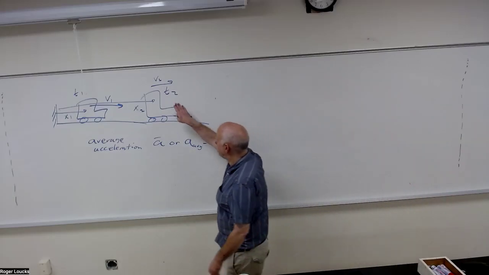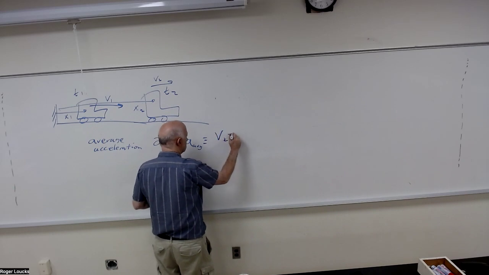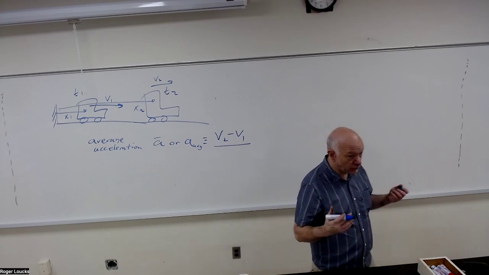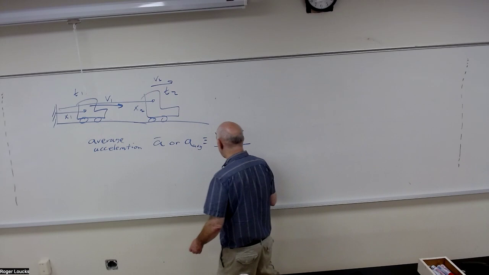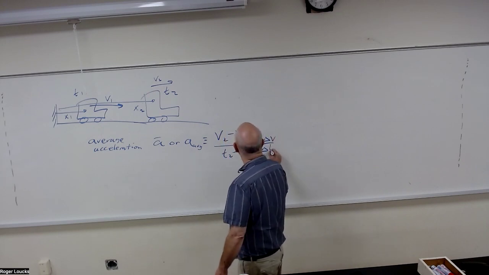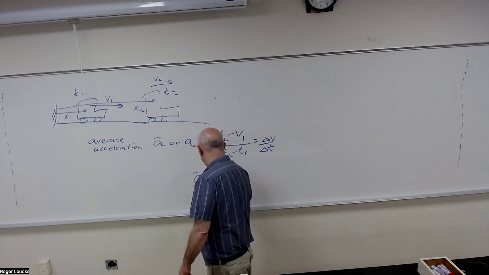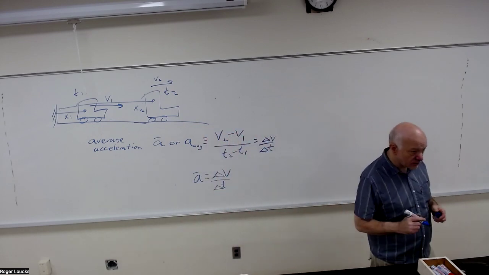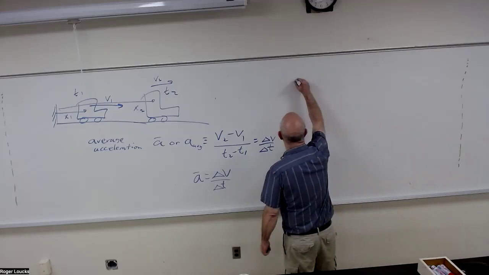So in other words, we're going to take this velocity here minus this velocity. So it's the change, V2 minus V1, over how long it takes to change. So this would be T2 minus T1. So what this really is, is delta V over delta T. So our average acceleration is this guy here. Okay, that makes sense?